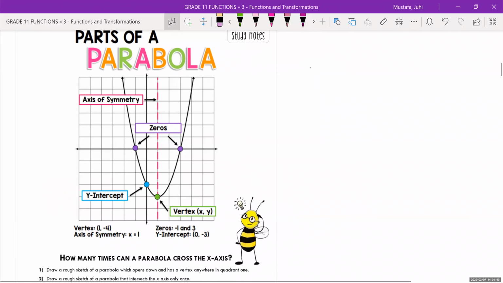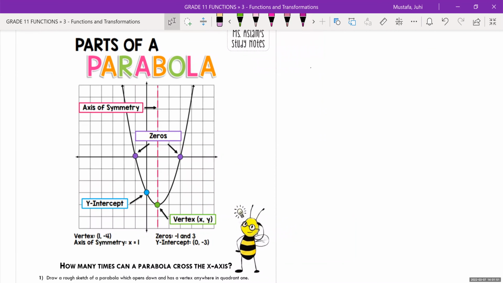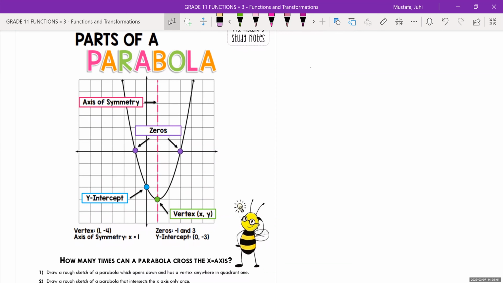Okay, the next sheet is just all of these words all put together. So again, you may see the word 0 sometimes, but it still refers to the x-intercepts, y-intercepts, vertex, and axis of symmetry. And the answers for those are listed at the bottom.